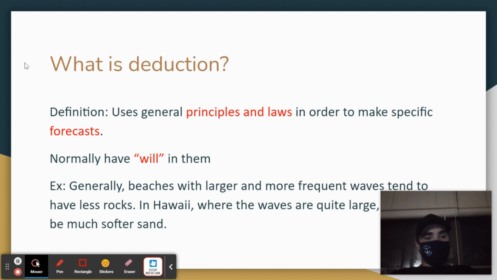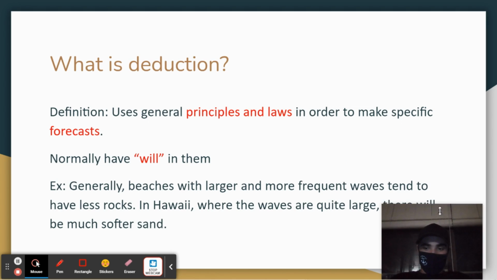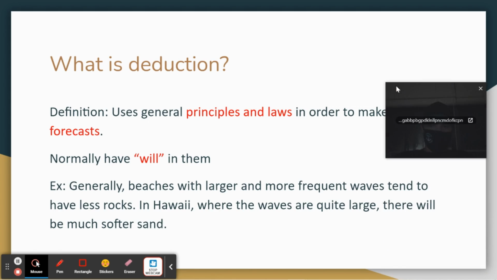Another fact about them is they normally will have "will" in them, because "will" indicates a prediction in the future, and that's what deduction is. It's predicting the future. So my example here is: generally beaches with larger and more frequent waves tend to have less rocks. In Hawaii, where the waves are quite large, there will be much softer sand. Sorry, this is blocking it.